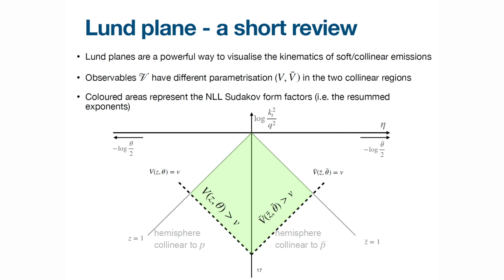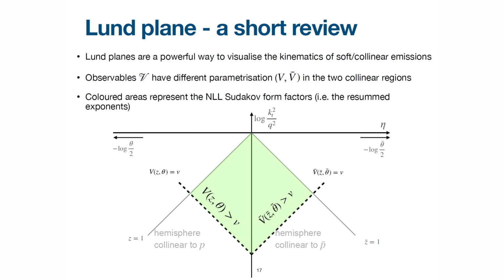The pictures that I'm going to draw are these Lund planes. Lund planes are a way of describing the emission of soft collinear gluons in terms of two kinematic variables. On the vertical axis, the logarithm of kt divided by the hard scale, and on the horizontal axis, either the rapidity with respect to, in this case, the B bar direction, or the emission angle with respect to this direction. So B bar is going this way, B is going this way.